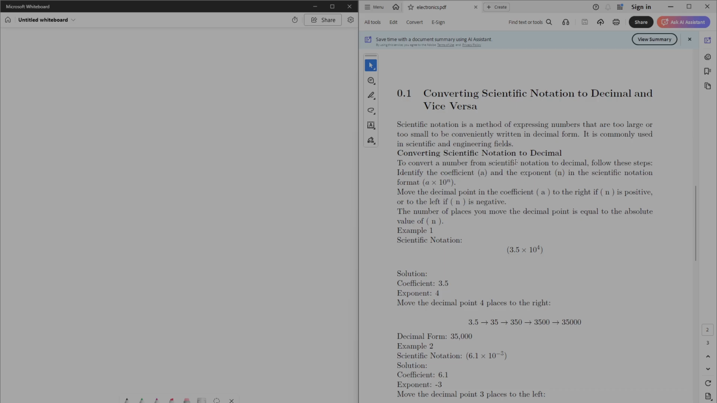To convert a number from scientific notation to decimal, we're going to follow the following steps. First, we need to identify the coefficient and the exponent in the scientific notation. So the scientific notation looks as follows. We have something like a times 10 to the n. A is the coefficient and n is the exponent.